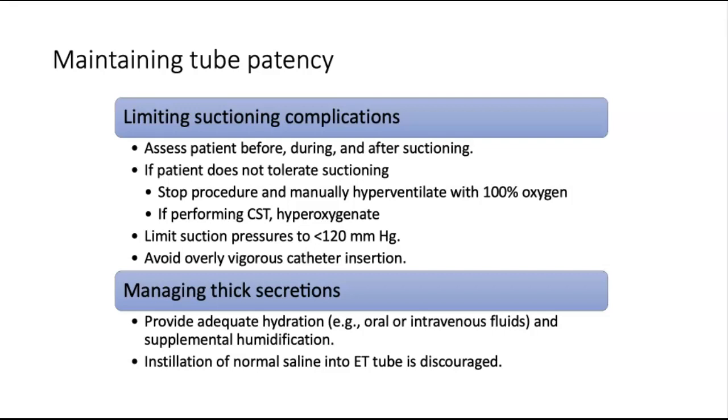So, how do you limit suctioning complications? You assess the patient before, during, and after suctioning. If the patient does not tolerate suctioning, you need to stop the procedure and manually hyperventilate the patient with 100% oxygen. If you're using a closed system, you can actually hyperoxygenate the patient through the ventilator. You want to limit your suction pressures to under 120, and you want to avoid overly vigorous catheter insertion. It's got to be a very, very gentle procedure.